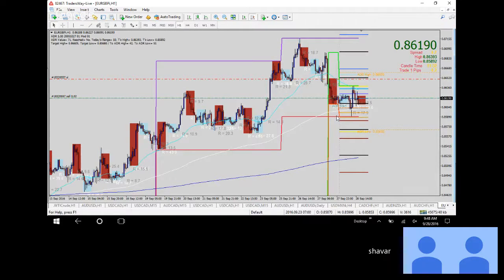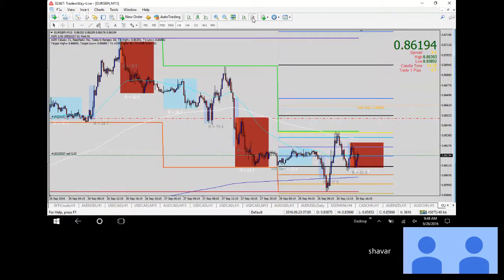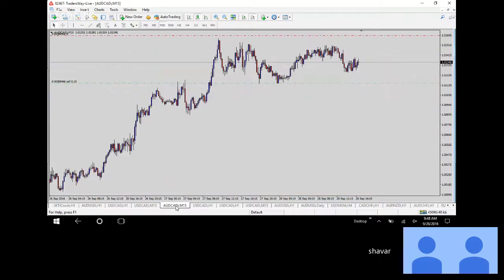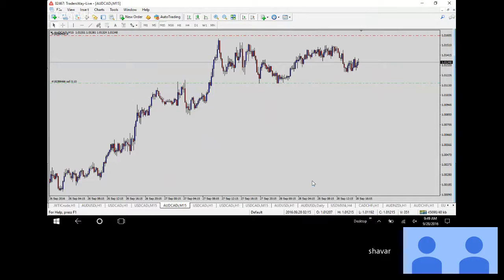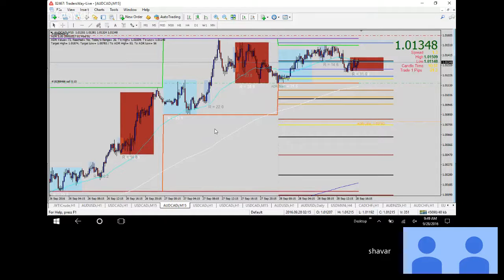So I'm holding Euro GBP unless my stop loss goes up and gets hit. All right, I believe we're in AUD CAD. Let me find it. All right, this is AUD CAD. We're in this also for the long term trade.